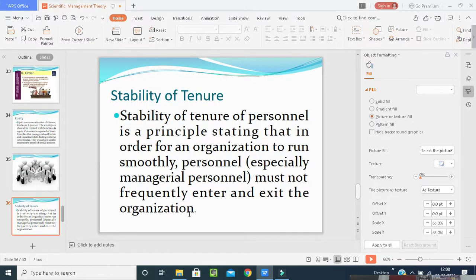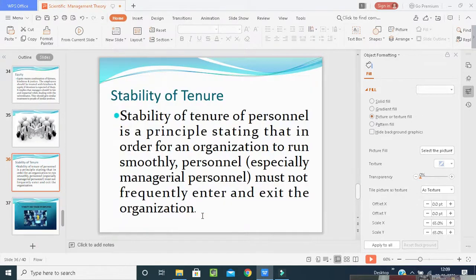Next one is stability of tenure. Stability of tenure means reasonable security of job. It is to get employees to new work and succeed in doing it well. Unnecessary turnover is both a cause and effect of bad management. So, stability of tenure of personnel is a principle stating that in order for an organization to run smoothly, personnel, especially managerial personnel, must not frequently enter and exit the organization.